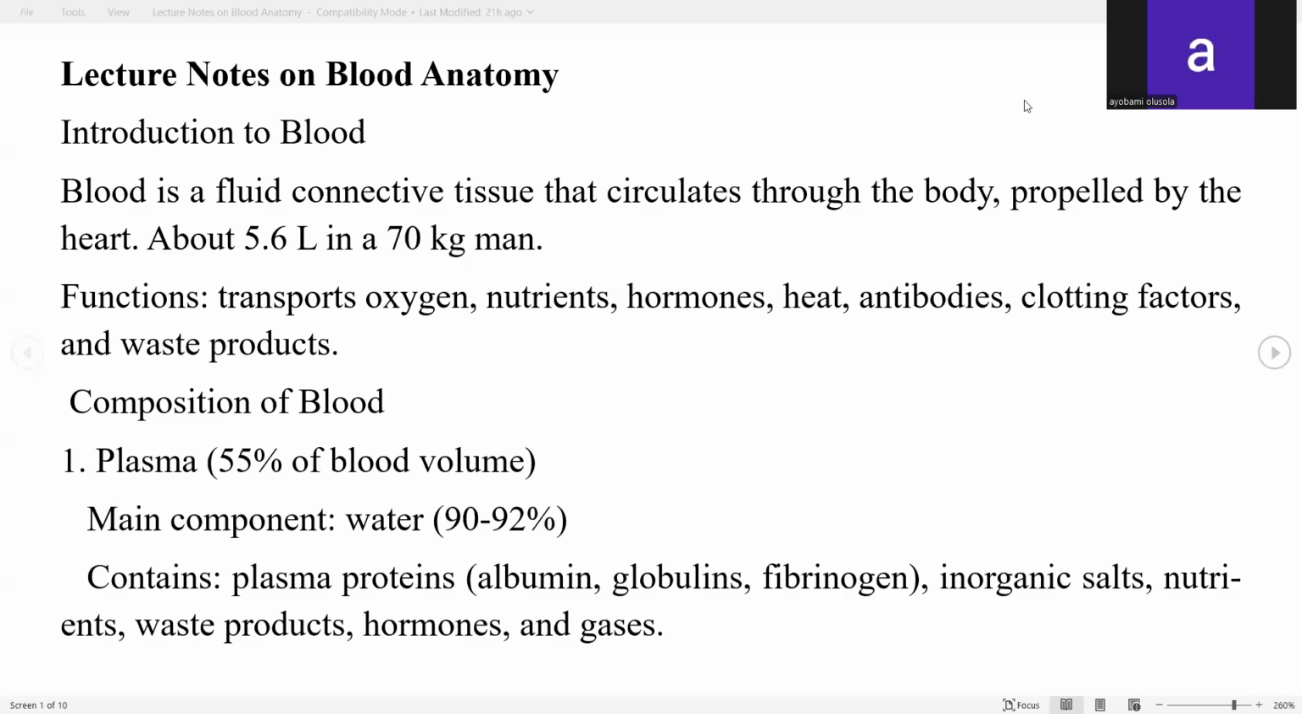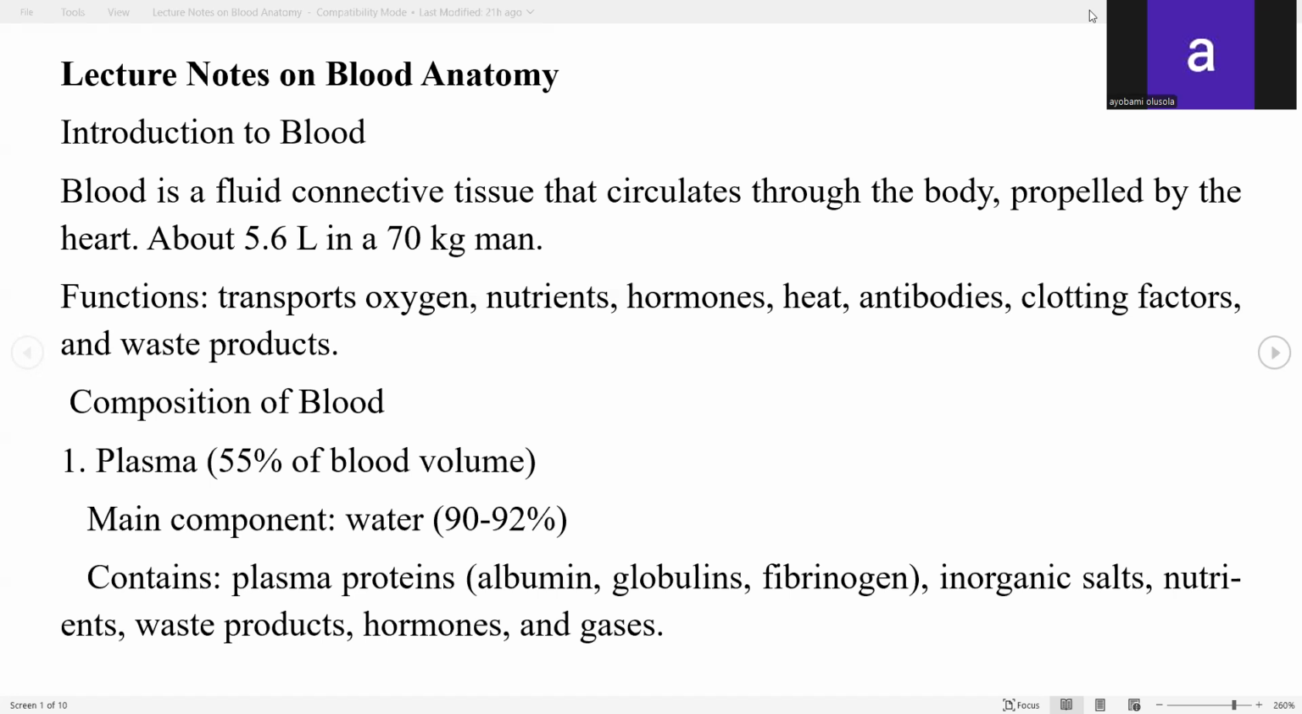So guys, let's quickly run this lecture note on blood anatomy. The blood is a connective tissue. We discuss connective tissue and body tissues, and it is a fluid connective tissue. It circulates through the body and is propelled by the heart. The heart is like a pumping machine that pumps blood through the body.